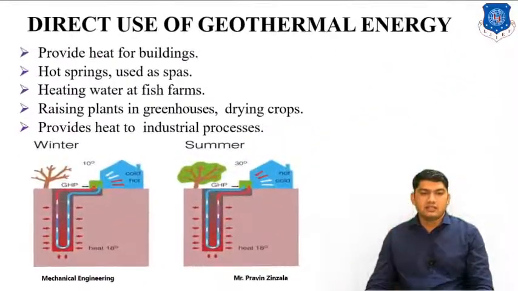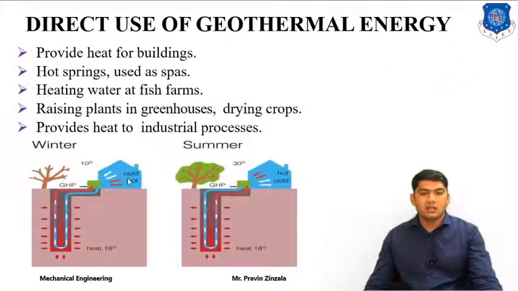In direct utilization, we directly utilize the earth's heat. For example, the average temperature of the earth deep down at a specific location is around 18 degrees centigrade. During winter, we can supply cold water to this location and get warm air or warm water. In summer, we can utilize it in reverse: supply hot air to this region and get cold air or cold water from the earth. This is called geothermal application or direct application.